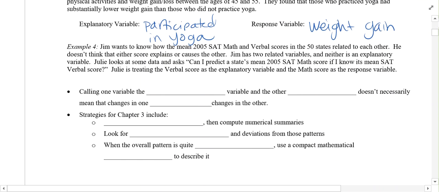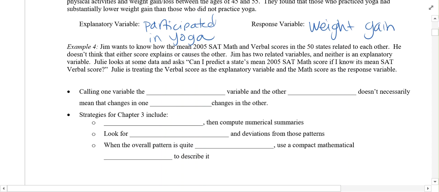All right, number 4. Jim wants to know how the mean 2005 SAT math and verbal scores in the 50 states are related to each other. He doesn't think either score explains or causes the other. Jim has 2 related variables, and neither is considered the explanatory variable. Julie looks at some data and asks, can I predict a state's mean math score if I know the mean verbal score? So Julie is treating the verbal score as the explanatory variable and the math score as the response variable.